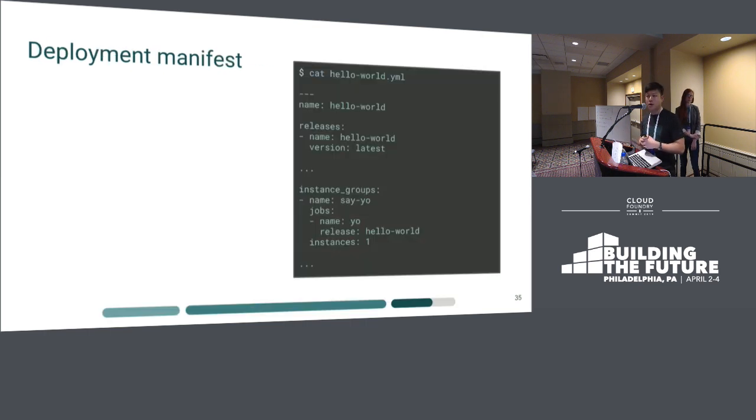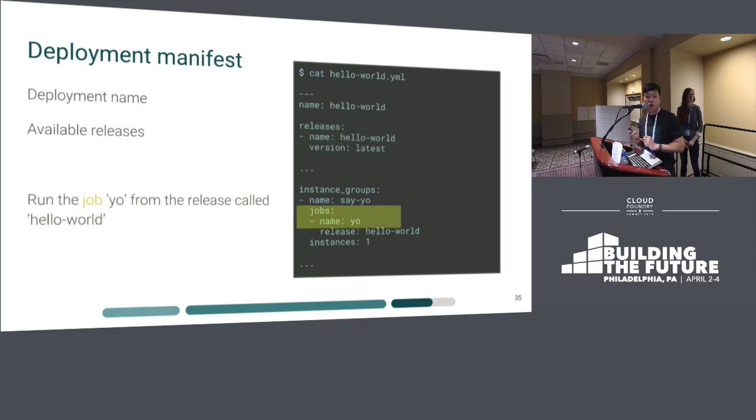So for our Hello World, we'll have this simple YAML file that has a name. It specifies what releases you'll be using, which is Hello World. And it specifies the jobs you'll be running. The last line here specifies instances. So this is one of the cool features of Bosh. You can configure things really easily to scale this up to like 10 servers if you wanted to.